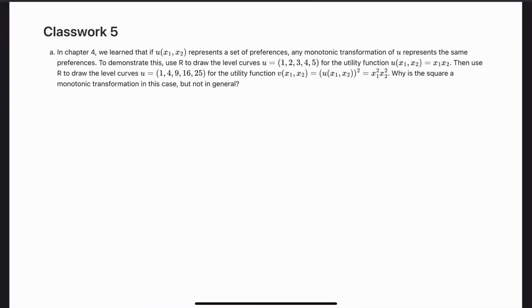In this video, I'm going to go over the answers to Classwork 5. Part A says, in Chapter 4, we learned that if U(x1, x2) represents a set of preferences, any monotonic transformation of U represents the same preferences.